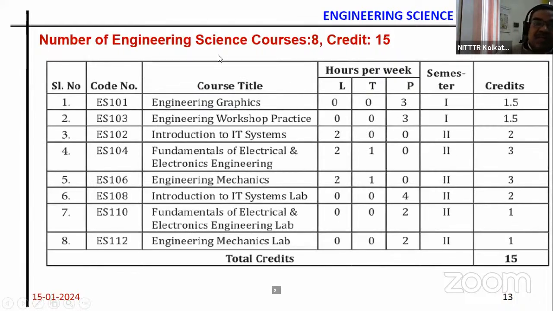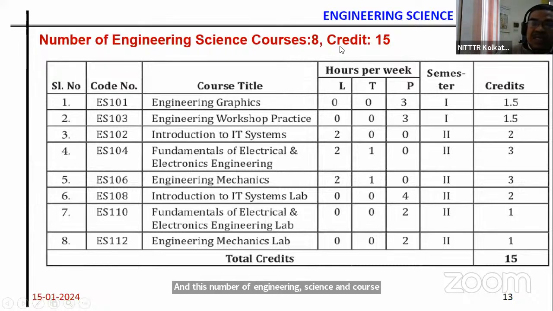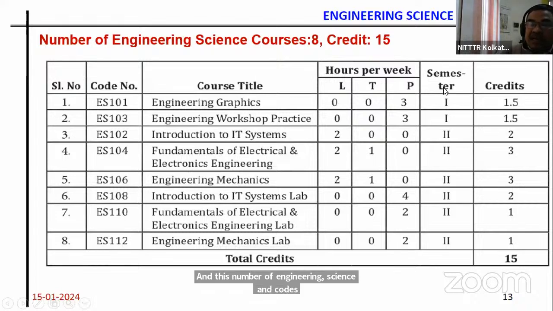And this is the number of engineering science courses: total courses is 8 and total credit is 15, to be covered in the first and second semesters. The subjects are engineering graphics, engineering workshop practice, introduction to IT systems, fundamentals of electrical and electronics, engineering mathematics, engineering mechanics, and so on.